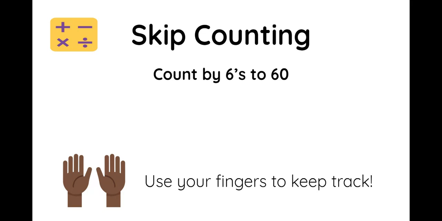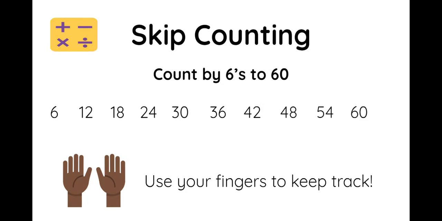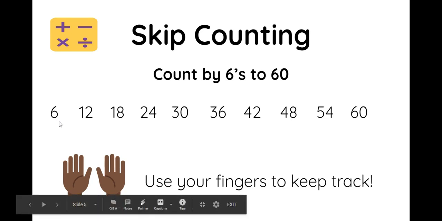All right, ready, go. 6, 12, 18, 24, 30, 36, 42, 48, 54, and 60. I want you to think in your head, 6 times what number equals 60? You have about 5 seconds to think about it. 6 times something equals 60. If you said 6 times 10 equals 60, that would be correct. We counted by 6s 10 times to get to 60.